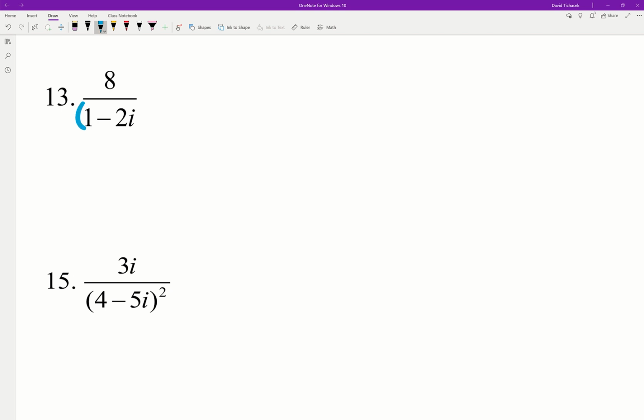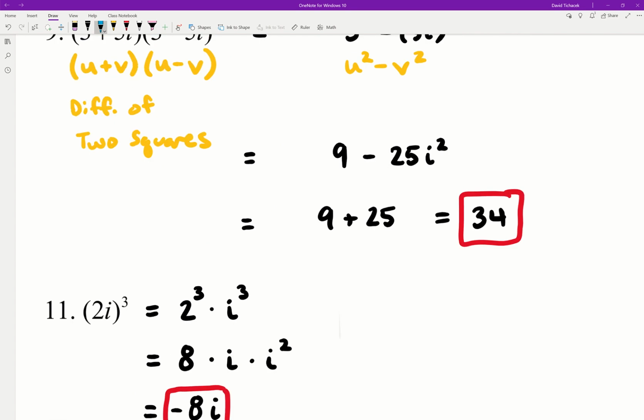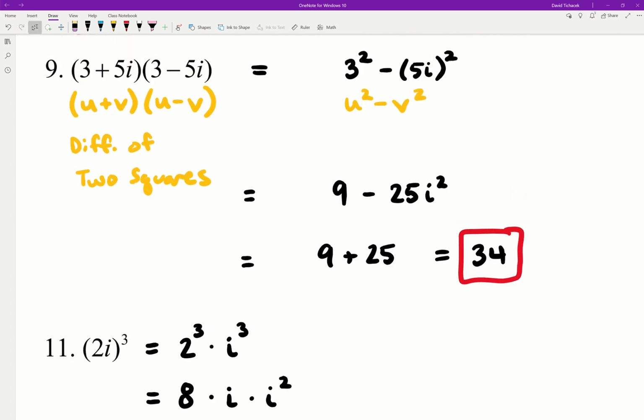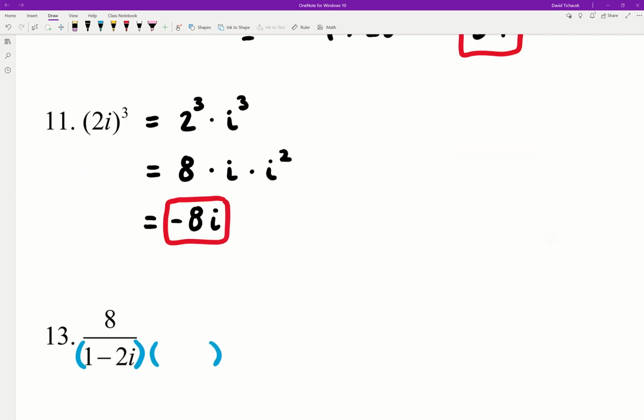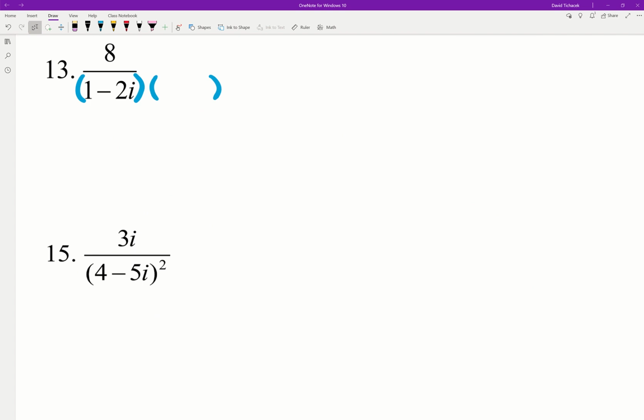In order to do that, what we need to do is multiply this complex number times its conjugate, because you just saw in one of the previous examples in number 9, if what you have is something like this in the denominator, we're going to introduce this, because whenever we do the work, we see that we end up with just a simple real number without i in it. And so that's how we're going to get rid of i in these examples. We're going to introduce times 1 plus 2i. Okay? And again, if we do that, the difference of two squares is going to kick in.